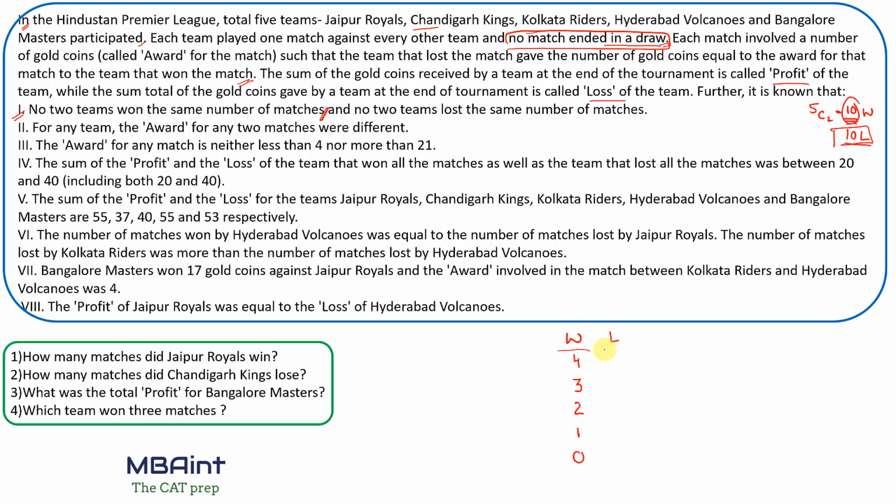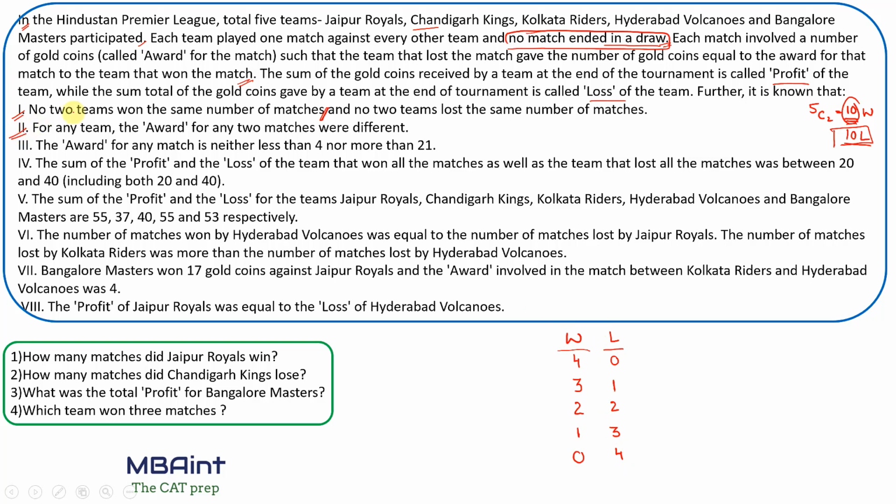Similarly, if a team wins 4 matches, the number of losses would be 0. If the team wins 3 matches, the number of losses would be 1. Similarly 2 over here, and 3 over here, and 4. Fine. So you can see that we are done with the first point.